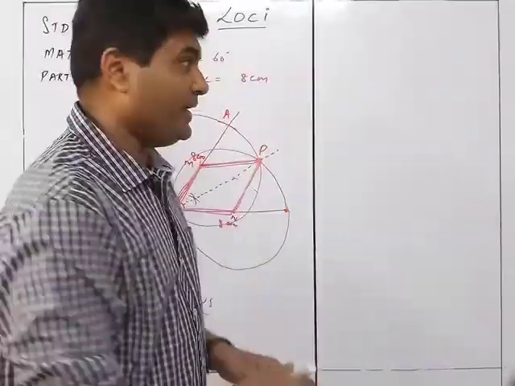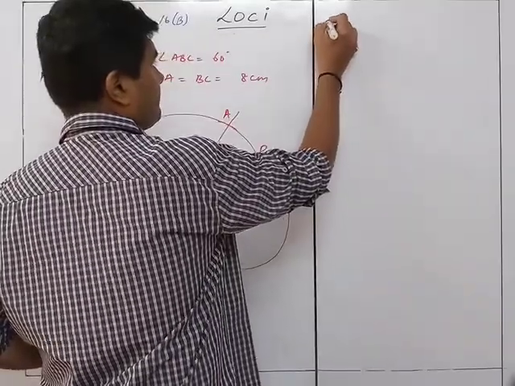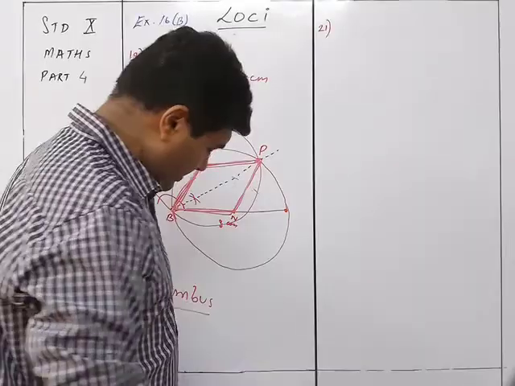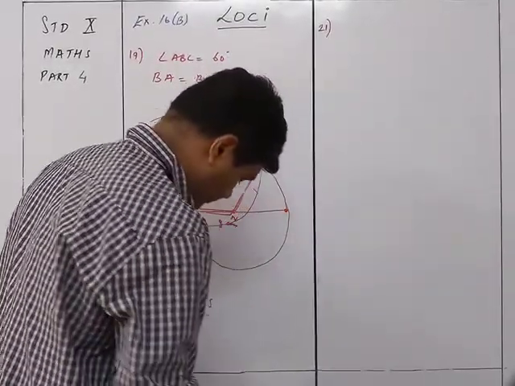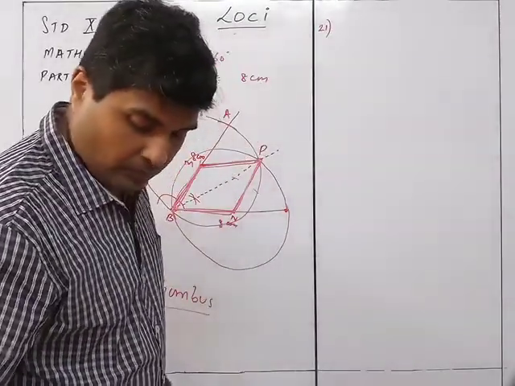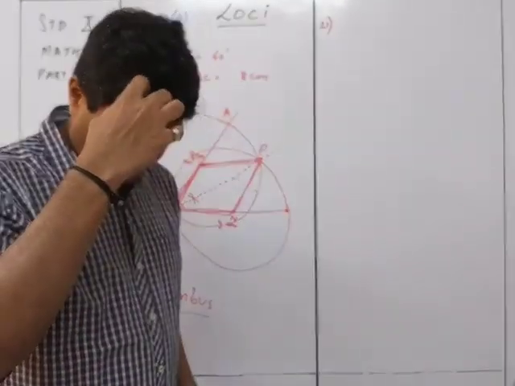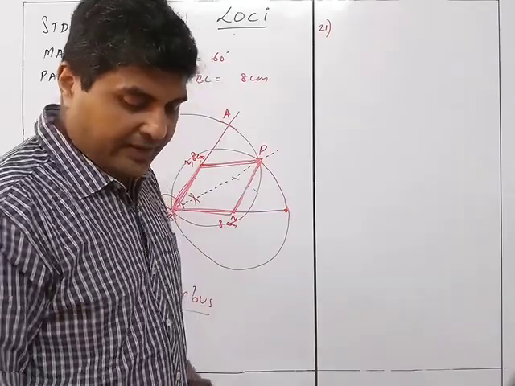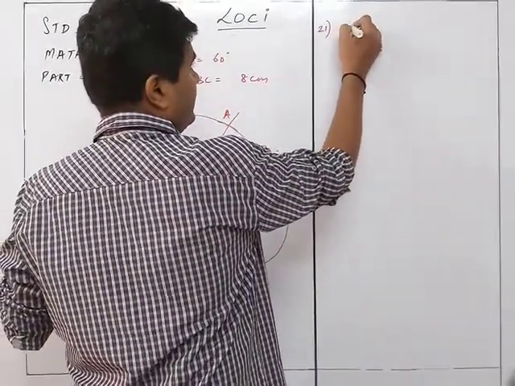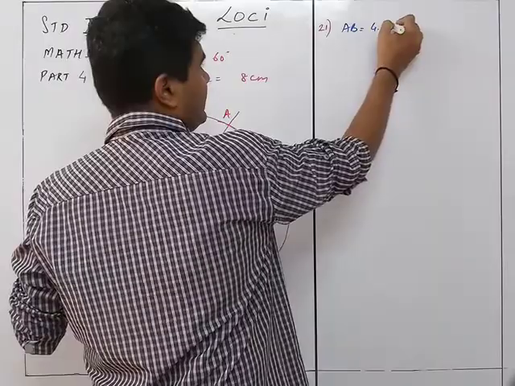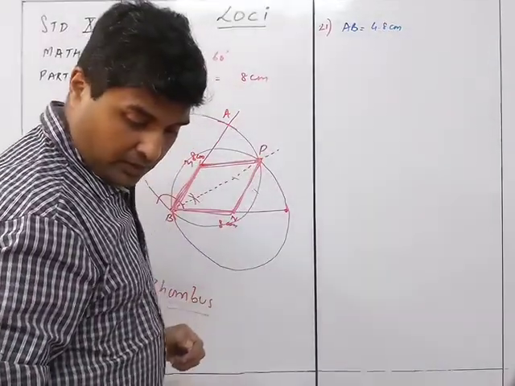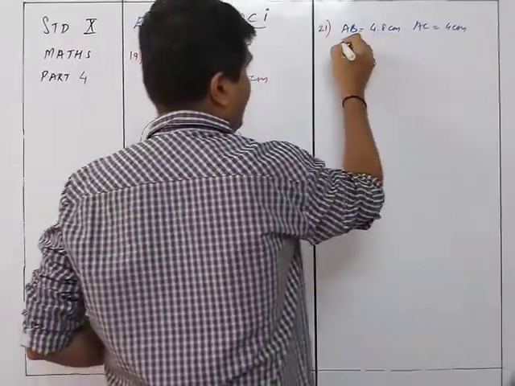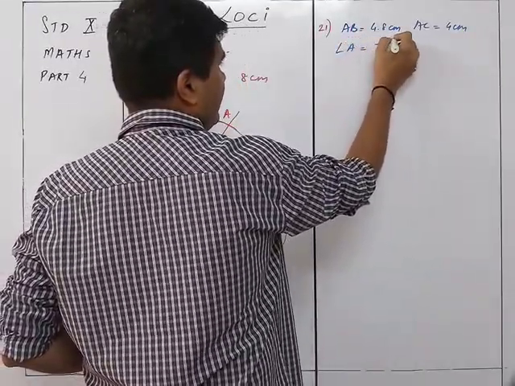We move on to sum number 21. Construct a triangle ABC given that AB is equal to 4.8 centimeters, AC is 4 centimeters, and angle A is equal to 75 degrees.